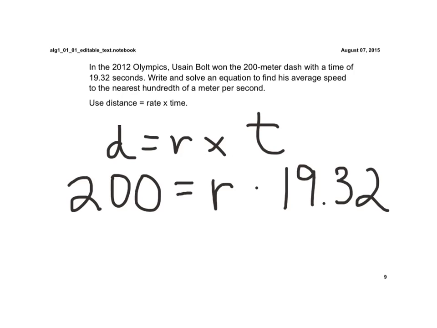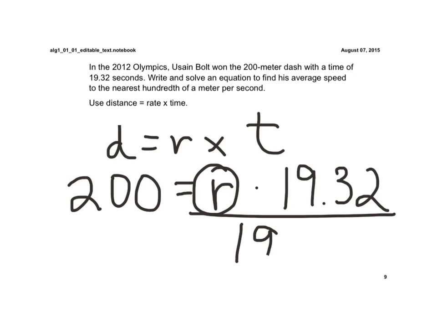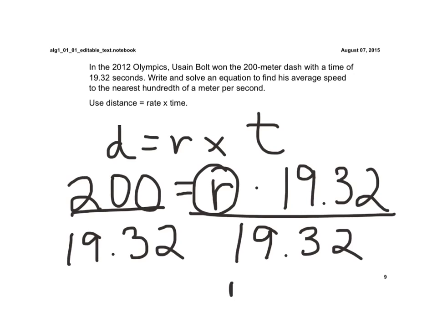19.32 seconds. So if you look at this, it's a one-step equation that we solve by using the division property. Since the variable r is being multiplied by 19.32, we're going to divide both sides by 19.32. And if we do this, we're going to get our answer. When we divide this out, we'll get approximately 10.35, and that would be 10.35 meters per second.